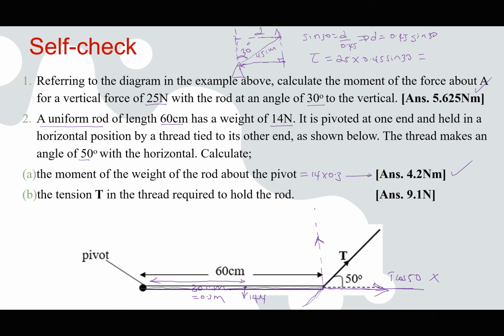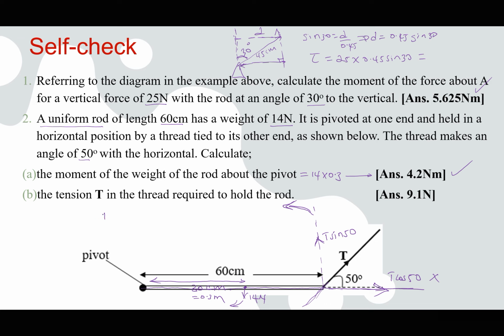But the vertical component, which is going to be T sine 50, has a moment which is going to be anticlockwise about the pivot, and its perpendicular distance is going to be 60 centimeters. So this is going to be 60 anticlockwise, but the weight is going to cause clockwise. So if the rod is in equilibrium and is remaining horizontal, then the sum of clockwise moments is going to be equal to the sum of anticlockwise moments.